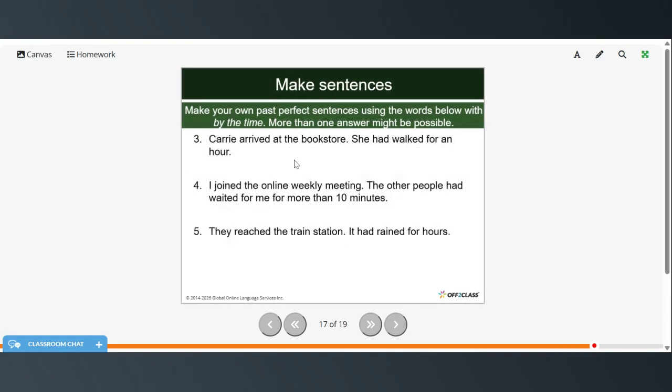Carrie arrived at the bookstore. She had walked for an hour. By the time Carrie arrived at the bookstore, she had been walking for an hour. I joined the online weekly meeting. The other people had waited for me for more than 10 minutes. By the time I joined the online weekly meeting, the other people had been waiting for me for more than 10 minutes. They reached the train station. It had rained for hours. So by the time they reached the train station, it had been raining for hours.